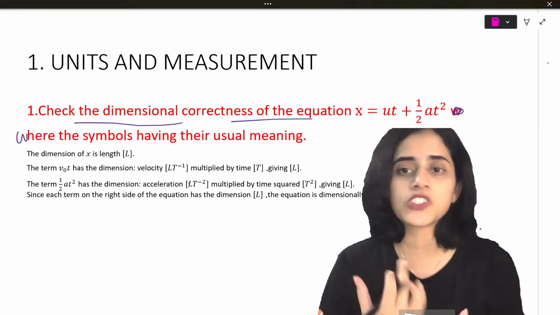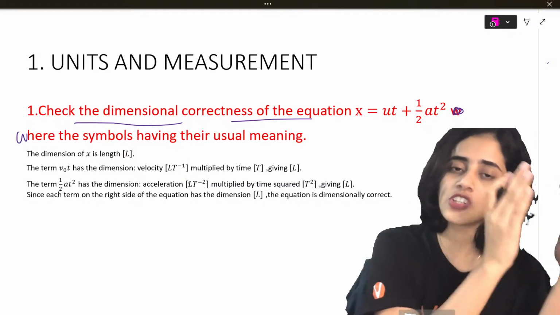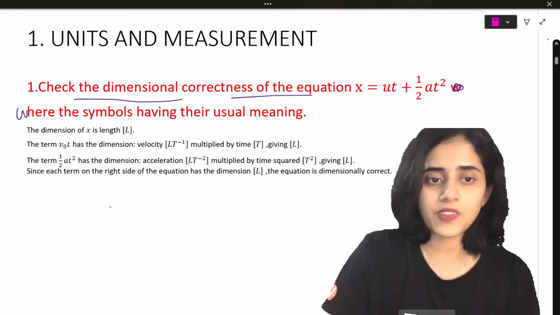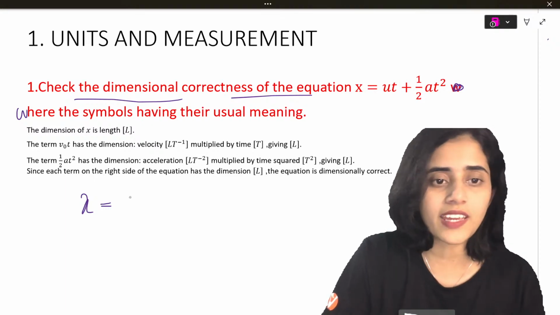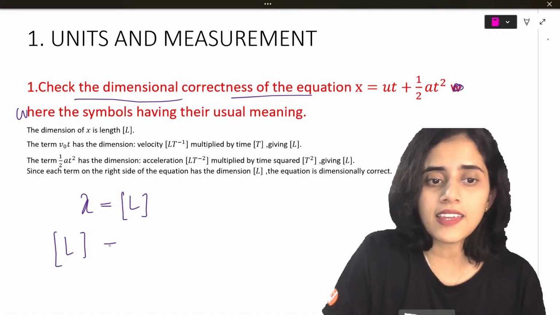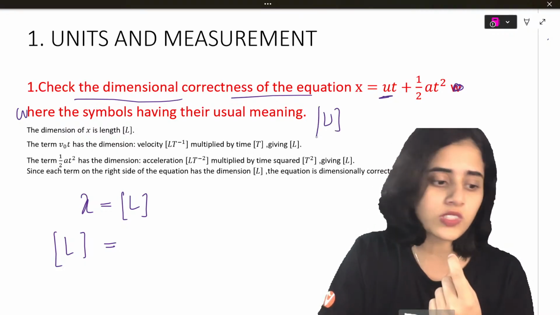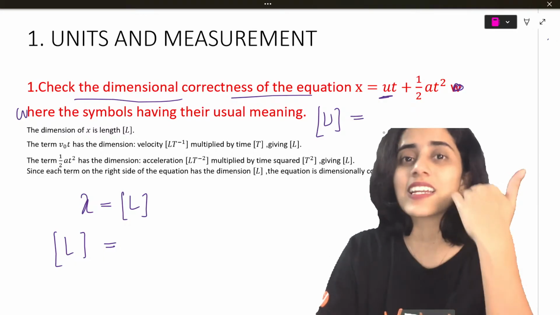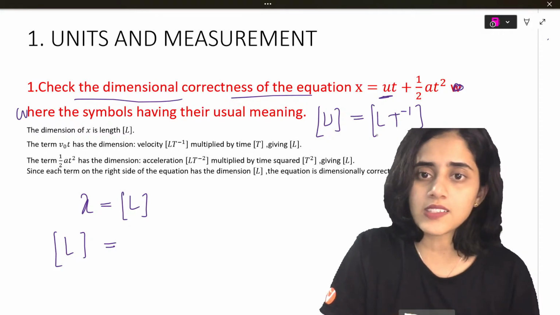How do you check if an equation is dimensionally correct? It's very easy. You just have to check if the dimensions on the left hand side is equal to the dimensions on the right hand side. So for example, x stands for length. What is the dimension of length? L. Okay? So this will be L equals. What is the dimension for u? u stands for velocity, initial velocity. The dimension for velocity is distance by time. So L by t, L t raised to minus 1.